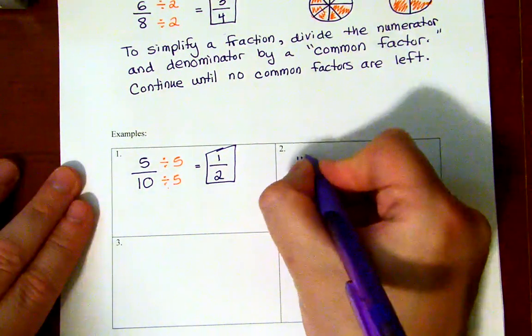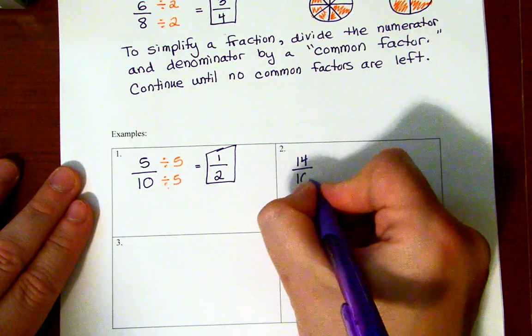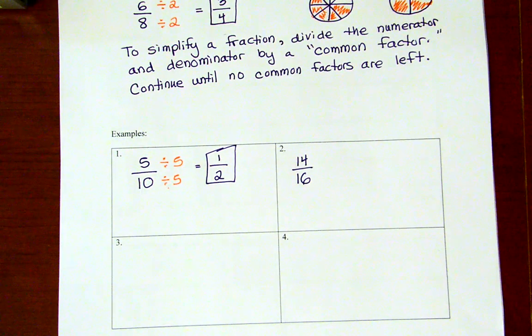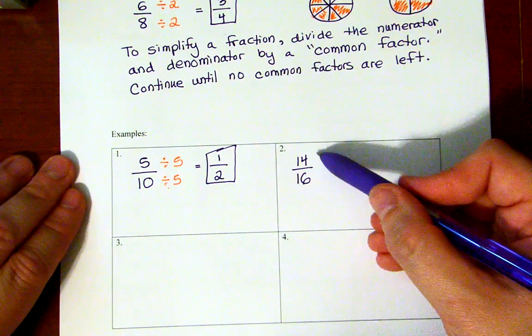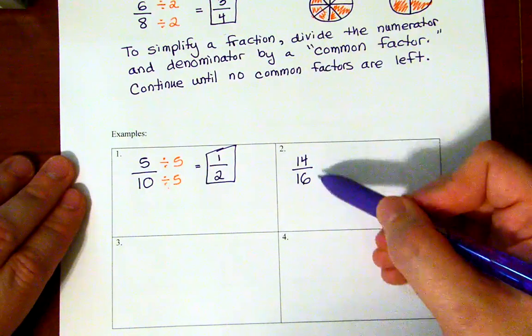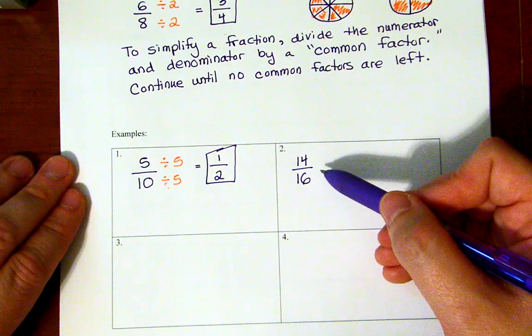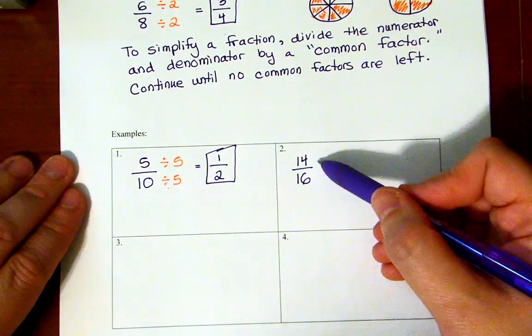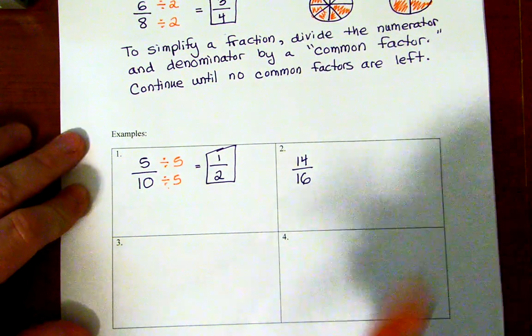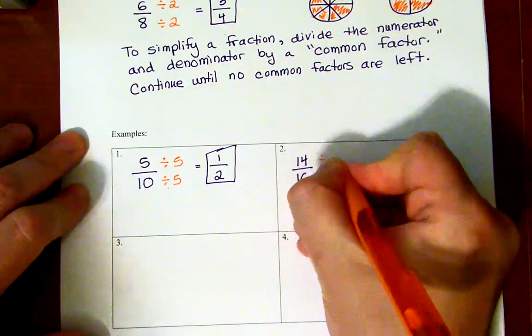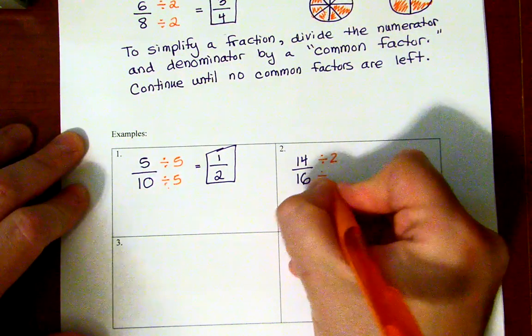Let's take a look at 14 over 16. What can I divide both of those numbers by? Well, one trick that I see in number 2 is 14 and 16, they're both even numbers. Anytime I have numbers that are even, I can divide those by 2. So that's what I'm going to go do. I'm going to divide by 2. I'm going to divide by 2.